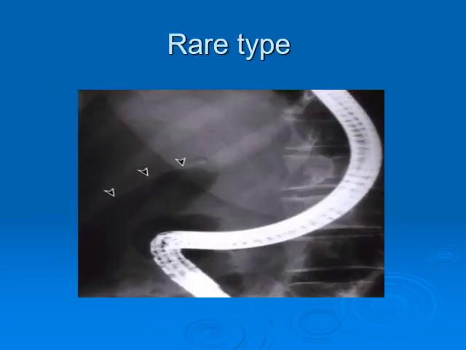Another rare type of cholecystitis is emphysematous cholecystitis. And we mean by emphysematous cholecystitis when you do an X-ray, just a plain X-ray, you find air in the gallbladder. This indicates emphysematous cholecystitis. It's a rare type. It's seen in immune-compromised patients and usually in association with infection with gas-forming organisms, especially Clostridium welchii.